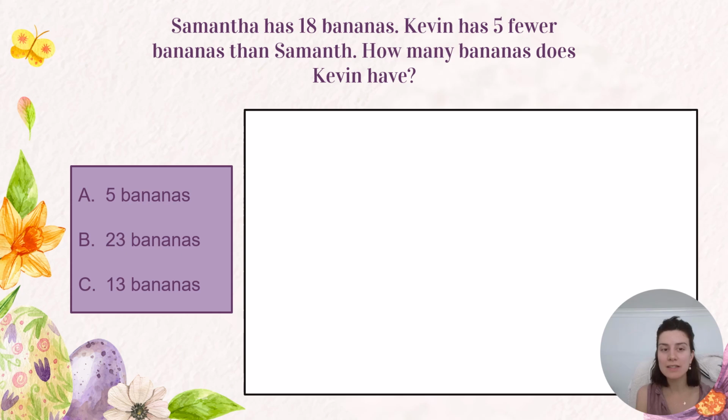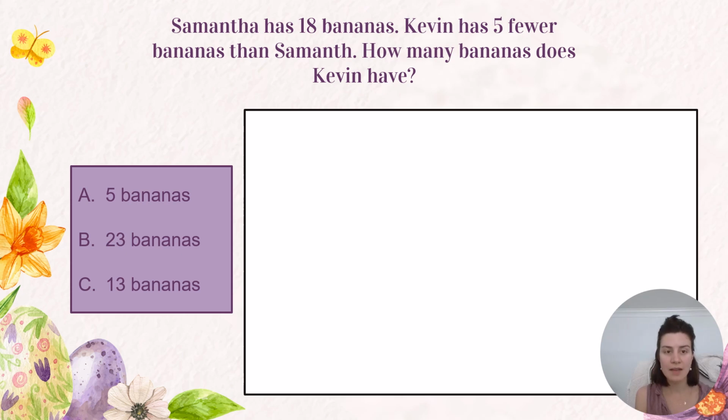All right, guys, we're going to do another one like the last one together. Let's go ahead and complete step 1, understand it. We are going to read the problem. Samantha has 18 bananas. Kevin has 5 fewer bananas than Samantha. How many bananas does Kevin have?